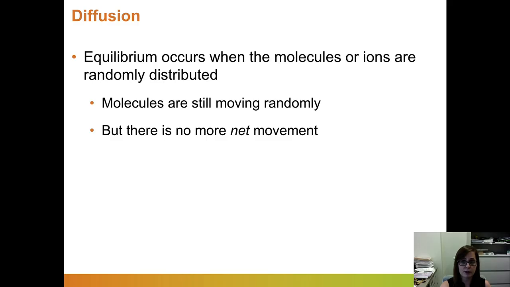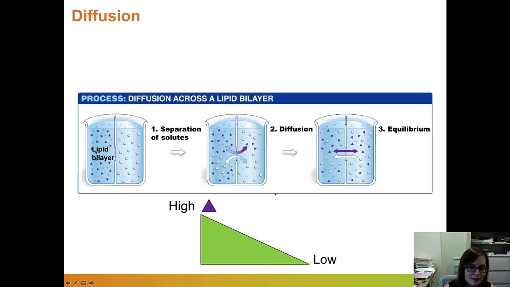And equilibrium occurs when all the molecules are randomly distributed. So everyone's still kind of milling about and moving randomly, but there's no net movement from a concentrated area to a less concentrated area. And that's equilibrium. And so that's shown here.